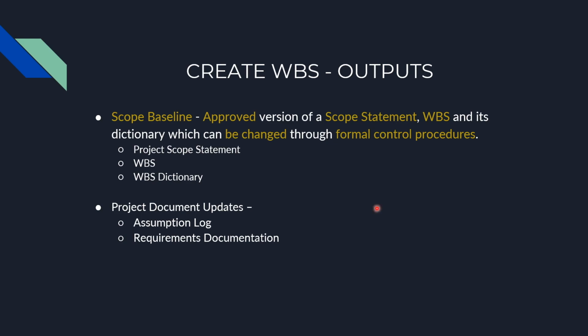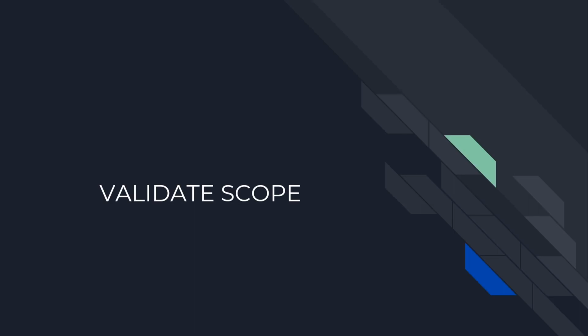The output of create WBS is the scope baseline. Let's understand what the scope baseline is. The scope baseline is the approved project scope statement, the WBS, and the WBS dictionary. Examples of project document updates in the create WBS process are the assumption log and requirements documentation.